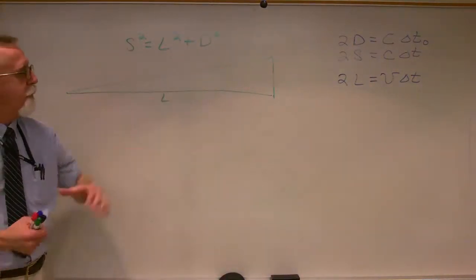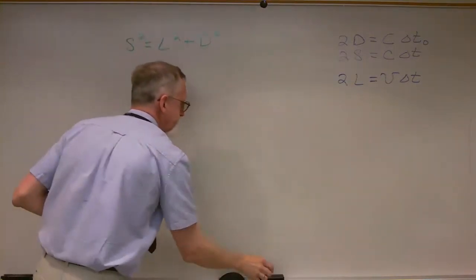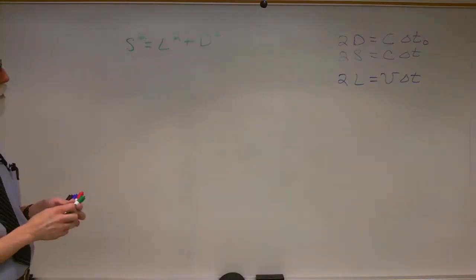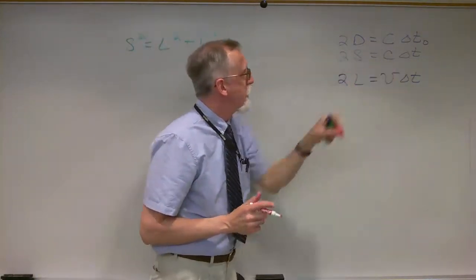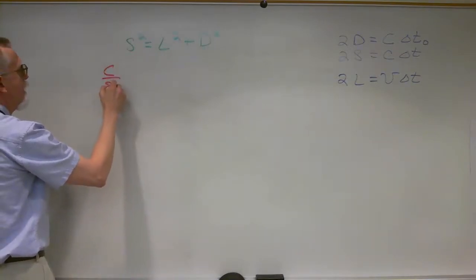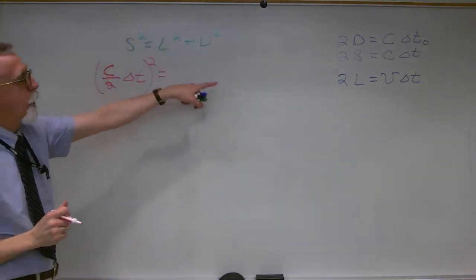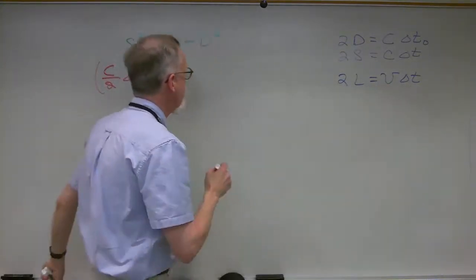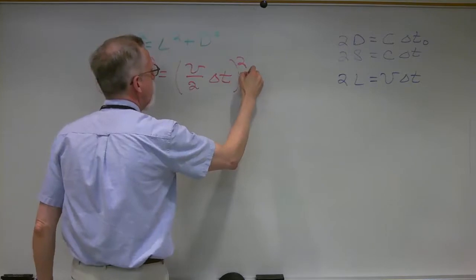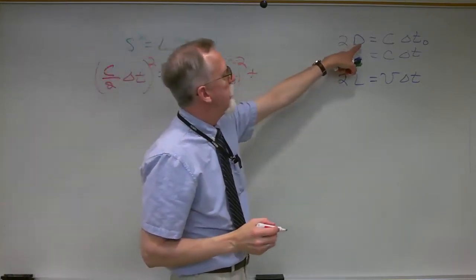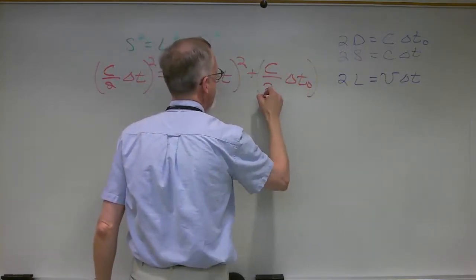All right, so now we've got this picture here. Actually, let's just get rid of the triangle. We don't need the triangle anymore. And what do we have? We have that S is c over 2 times delta t. So we have c over 2 times delta t. And we need s squared. That equals L squared. But what's L? L is v over 2 delta t, squared, plus D squared, and D is c over 2 delta t naught, squared.